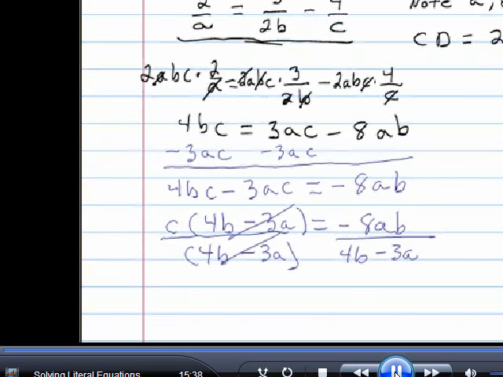I cannot cancel the 4 with the 8. The reason is the minus sign on the bottom. You can only cancel when it is all multiplication, top and bottom. So I have to leave the answer this way. Now there is one simplification I can do.